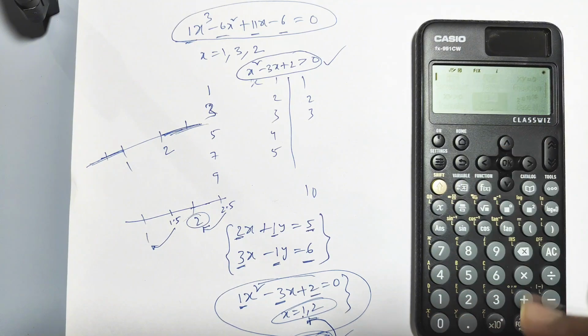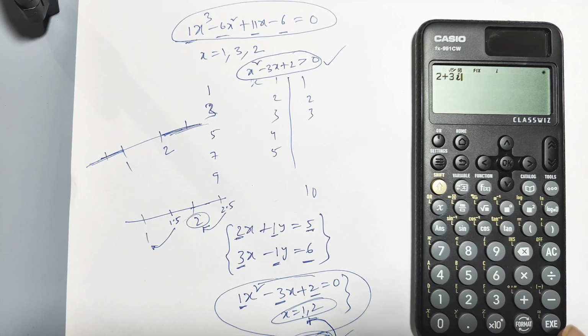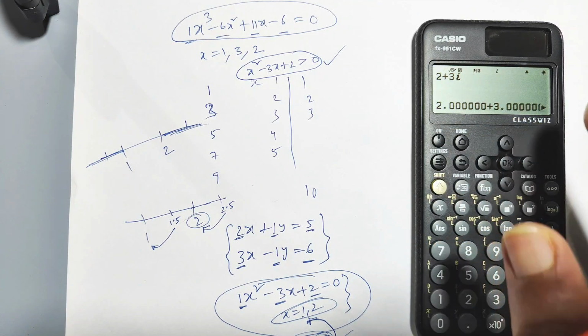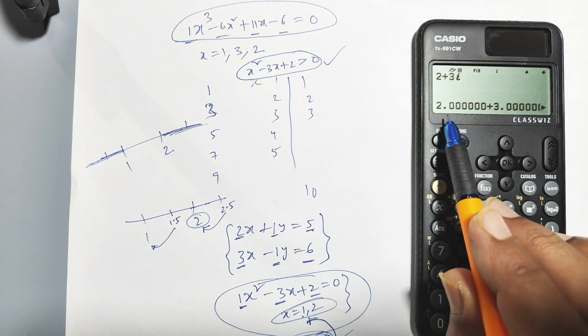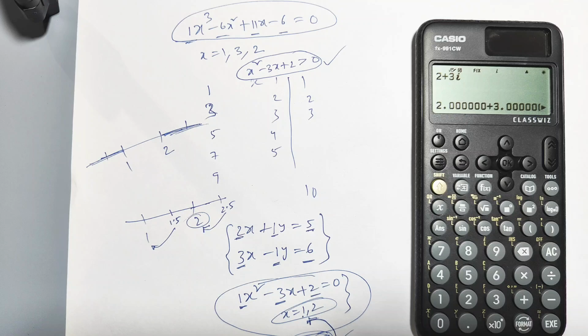Complex numbers, you can also deal with complex numbers like 2 plus 3i. Where is i? Shift 9. Execute, it shows 2 plus 3i. Because we have selected fix as 6, it is showing unnecessarily 6 digits after the decimal point. Okay.